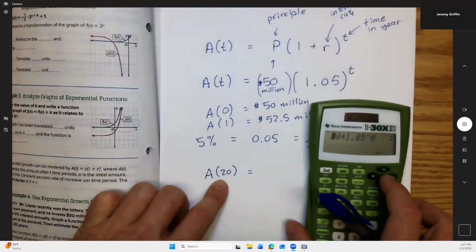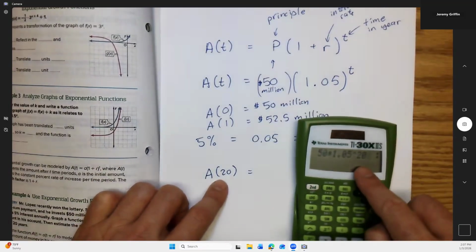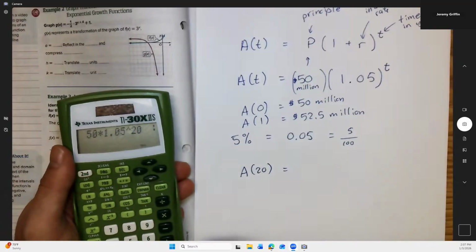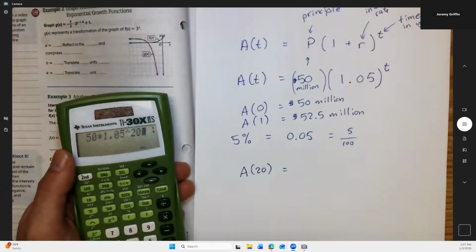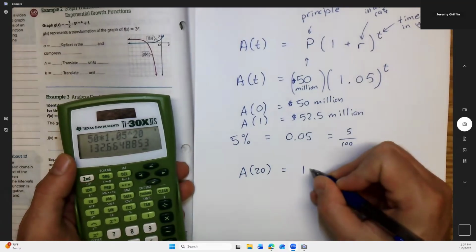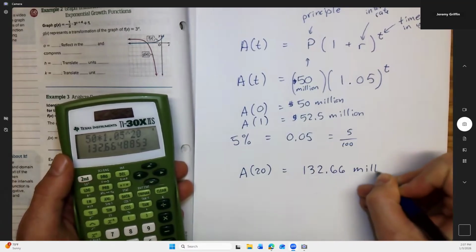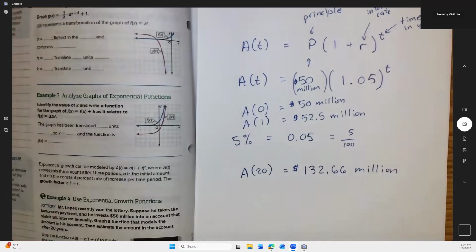So now we're going to take this all the way out to 20 years. So not 0 years, not 1 year. Let's go all the way out to 20. Maybe take a guess before I hit enter. How much money do you think after 20 years in this account, 20 years compounding at 5%? The answer is $133.66 million. Ching ching. Yeah, $100 million.